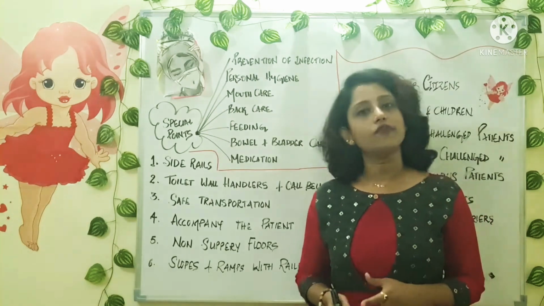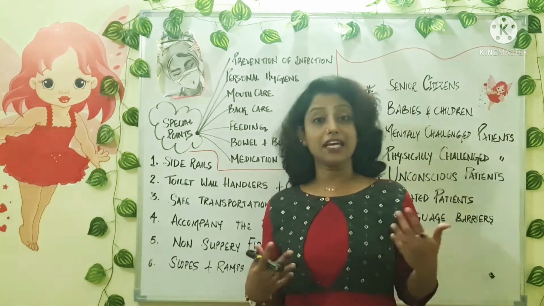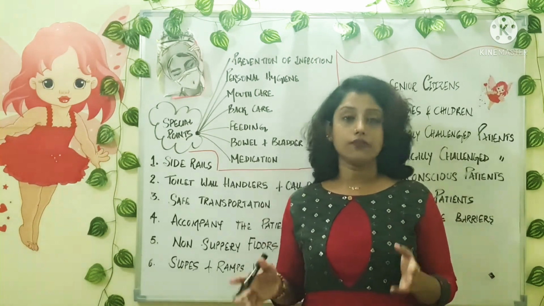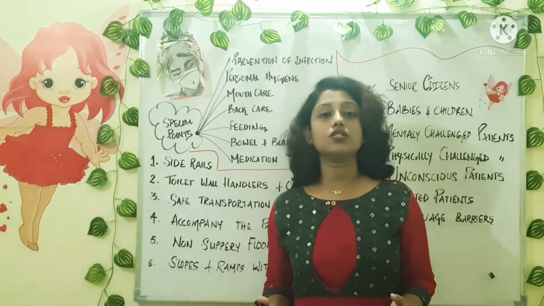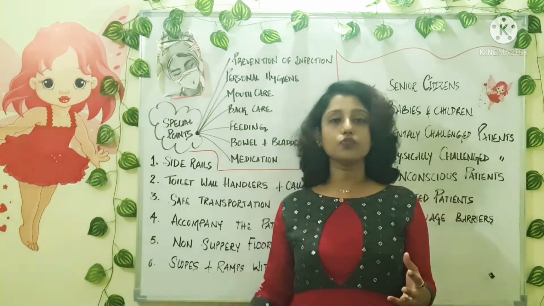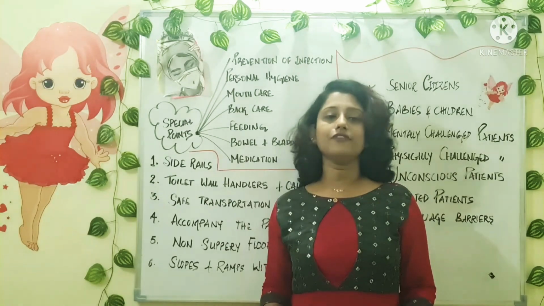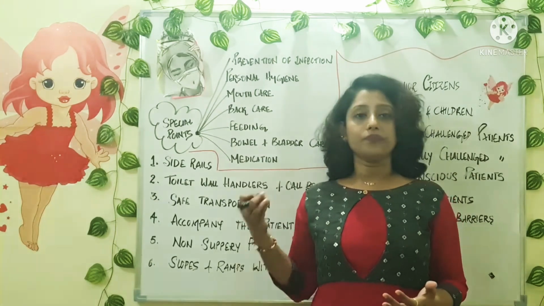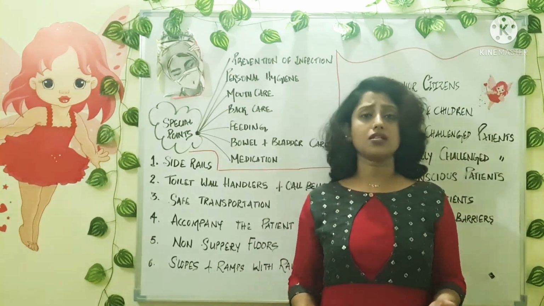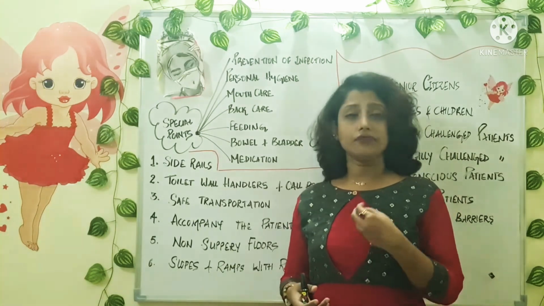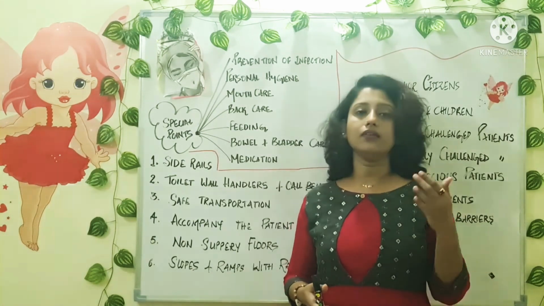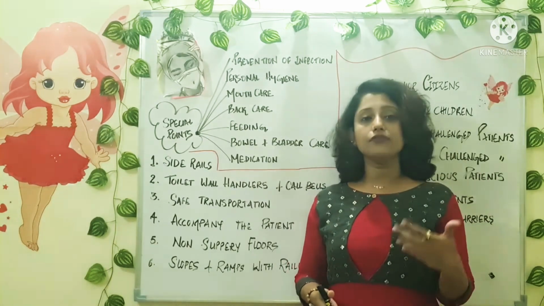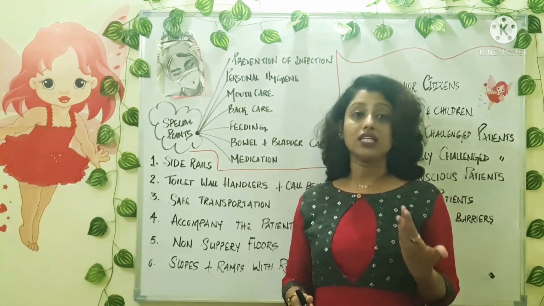First one is prevention of infection. As I already mentioned in the definition itself, vulnerable patients are more prone to injury as well as infection. So you need to make sure that the patient is being taken care of in order to prevent certain infections, specifically hospital acquired infections such as CAUTI, CLABSI, even peripheral line associated infections, infections specifically related to IV cannula, and also surgical site infections. So these infections must be prevented for these patients.